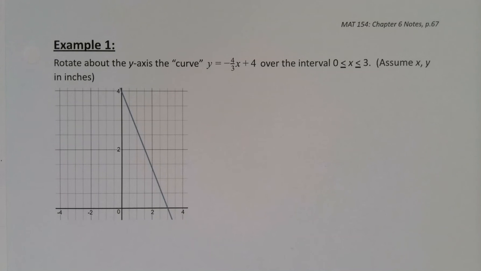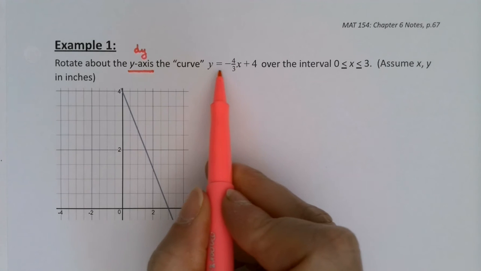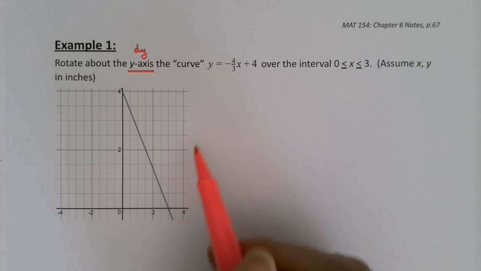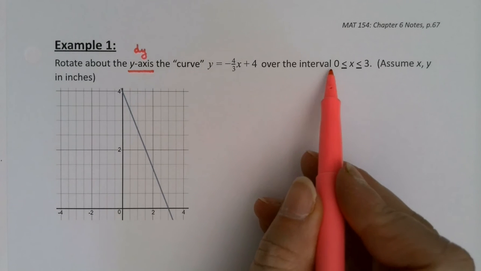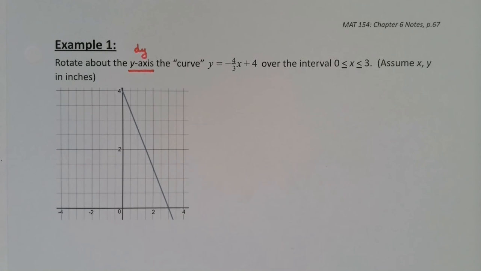So let's put our new surface area formula into practice. We're going to rotate about the y-axis. You can see right here the curve y equals -4/3 x plus 4. "Curve" is in quotes because that's not really curvy. It's a straight line. Over the interval from 0 ≤ x ≤ 3, assuming x and y are in inches.